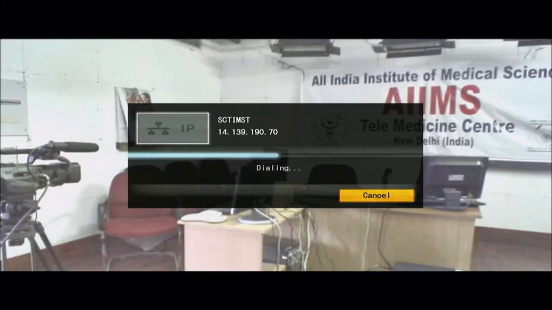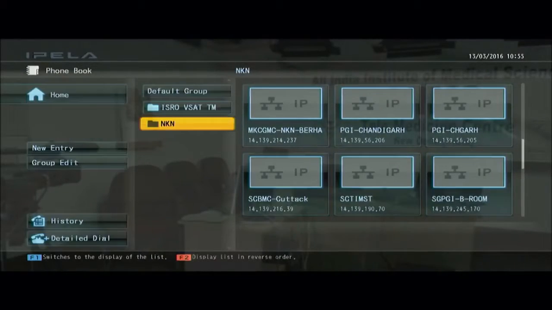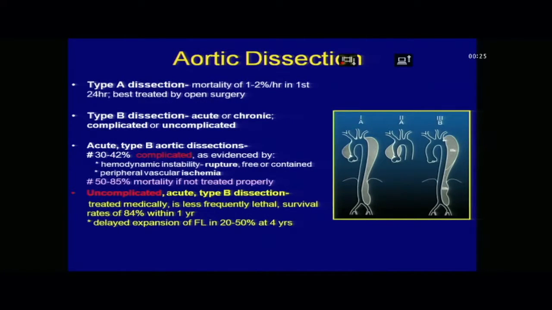So whatever imaging modality we are going to use should be able to classify it as a complicated or uncomplicated dissection, because the treatments are different. Uncomplicated can go for medical treatment, whereas a complicated one has to be intervened either surgically or using endovascular techniques.